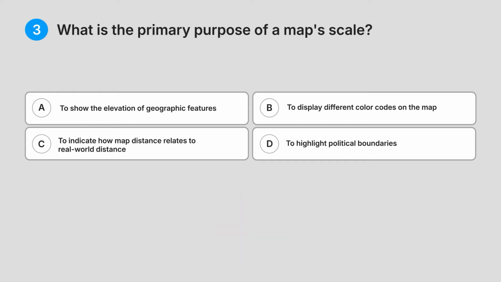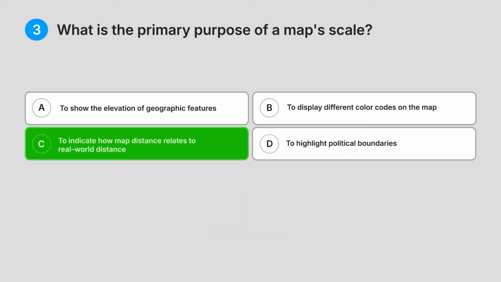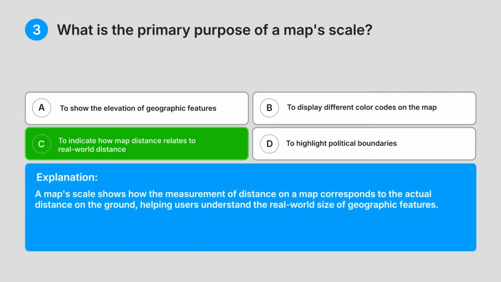Correct answer. C. To indicate how map distance relates to real-world distance. Explanation. A map scale shows how the measurement of distance on a map corresponds to the actual distance on the ground, helping users understand the real-world size of geographic features.